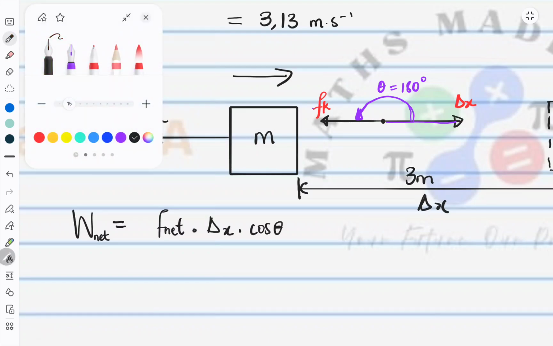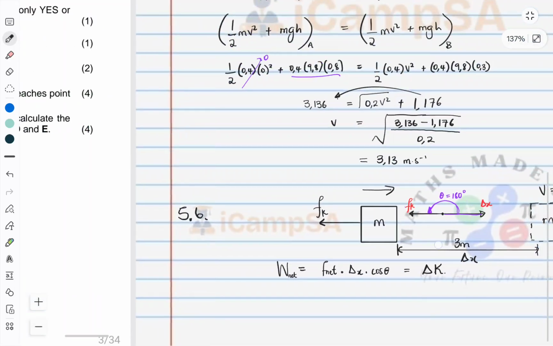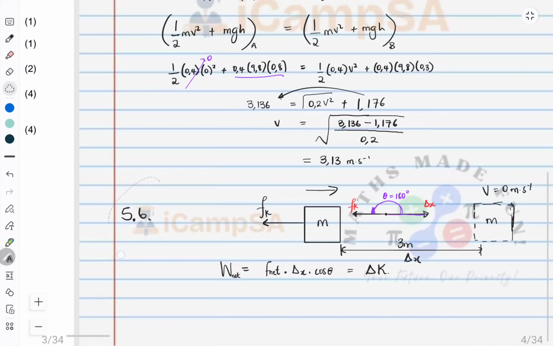Now let's continue. If I do that, it means this is the same as the change in kinetic energy. Let me break it down for you. Actually, let's take this whole thing to that side.